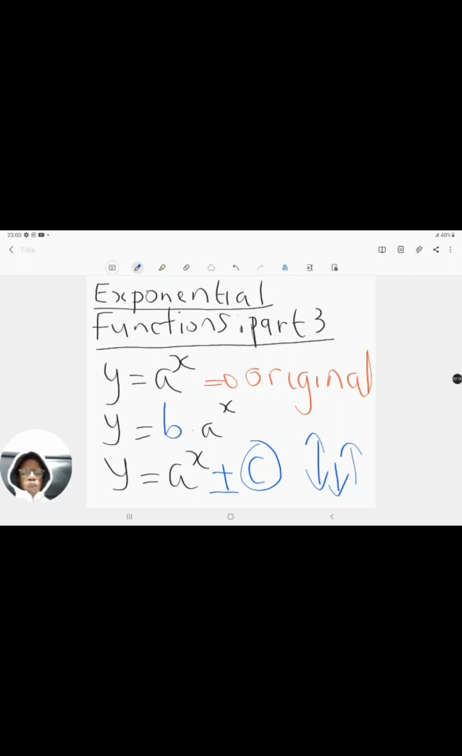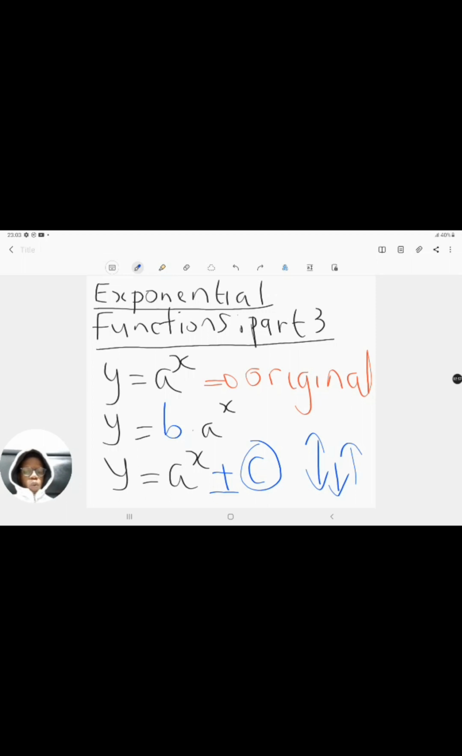But we also noted that it is not just the graph that moves upwards or downwards, it's also the asymptote of the original graph that moves up or down. The original graph, remember, is a to the power of x.